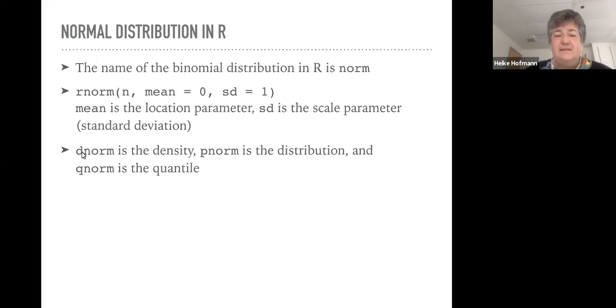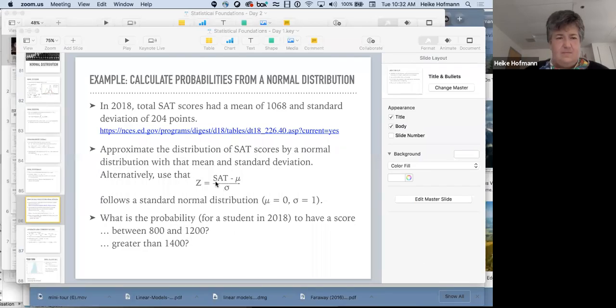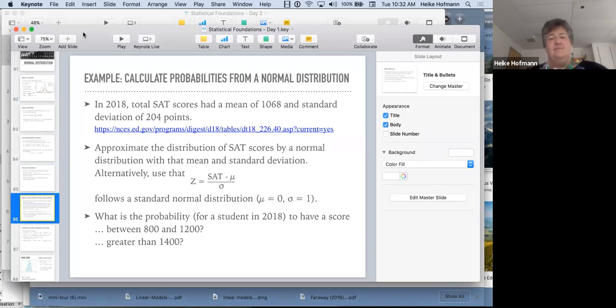And again, d stands for density, p is the distribution, and q is the quantile. So that's the same for all distribution families in R. So let's try this out. Okay, not sure what happened here, but I'll just show you the slides without going into the full mode.